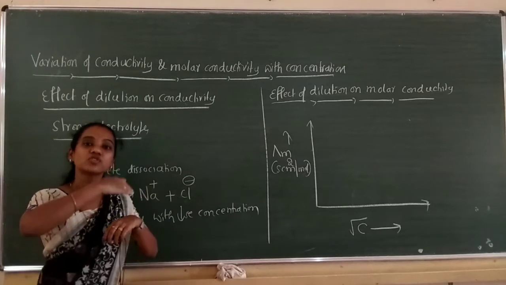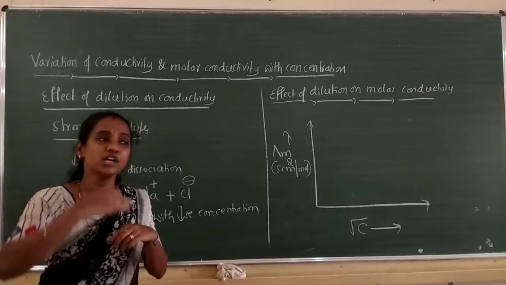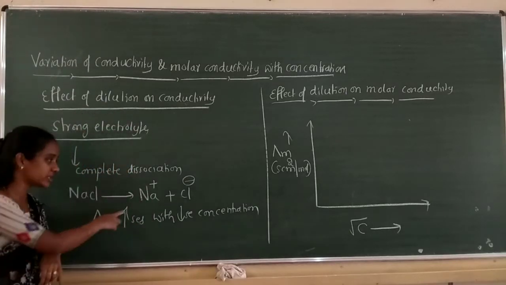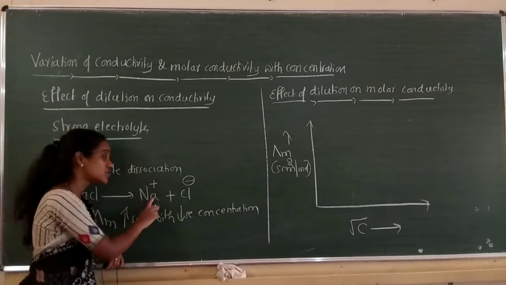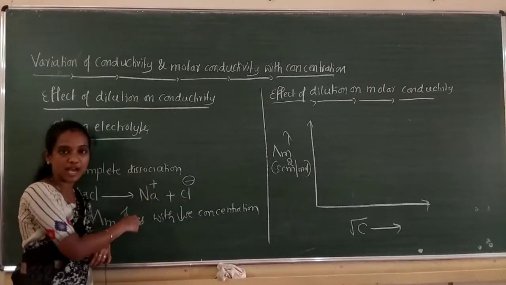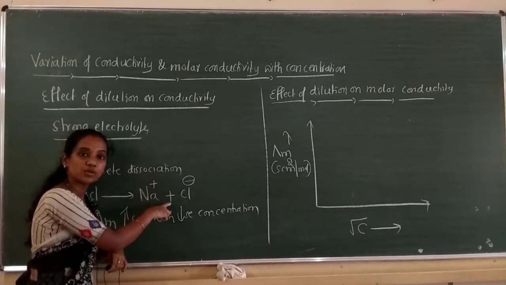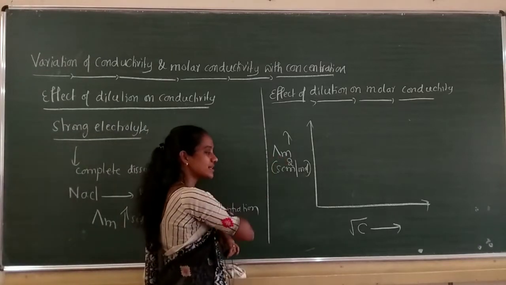So as the solution is diluted, or as we decrease the concentration of the electrolyte, the solution gets dilute, and the number of ions dissociated is very high. As a result, the volume of the solution is more, and automatically molar conductivity goes on increasing.